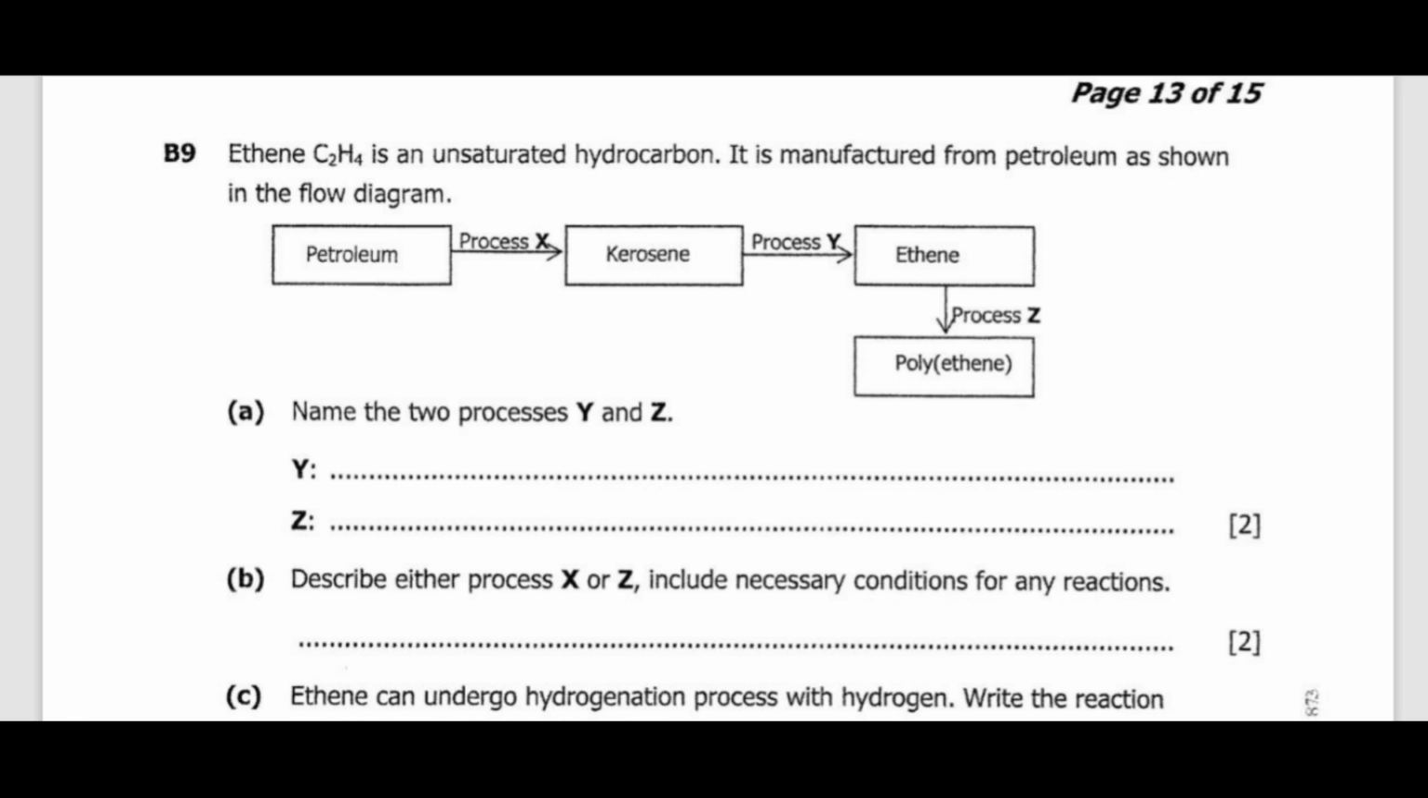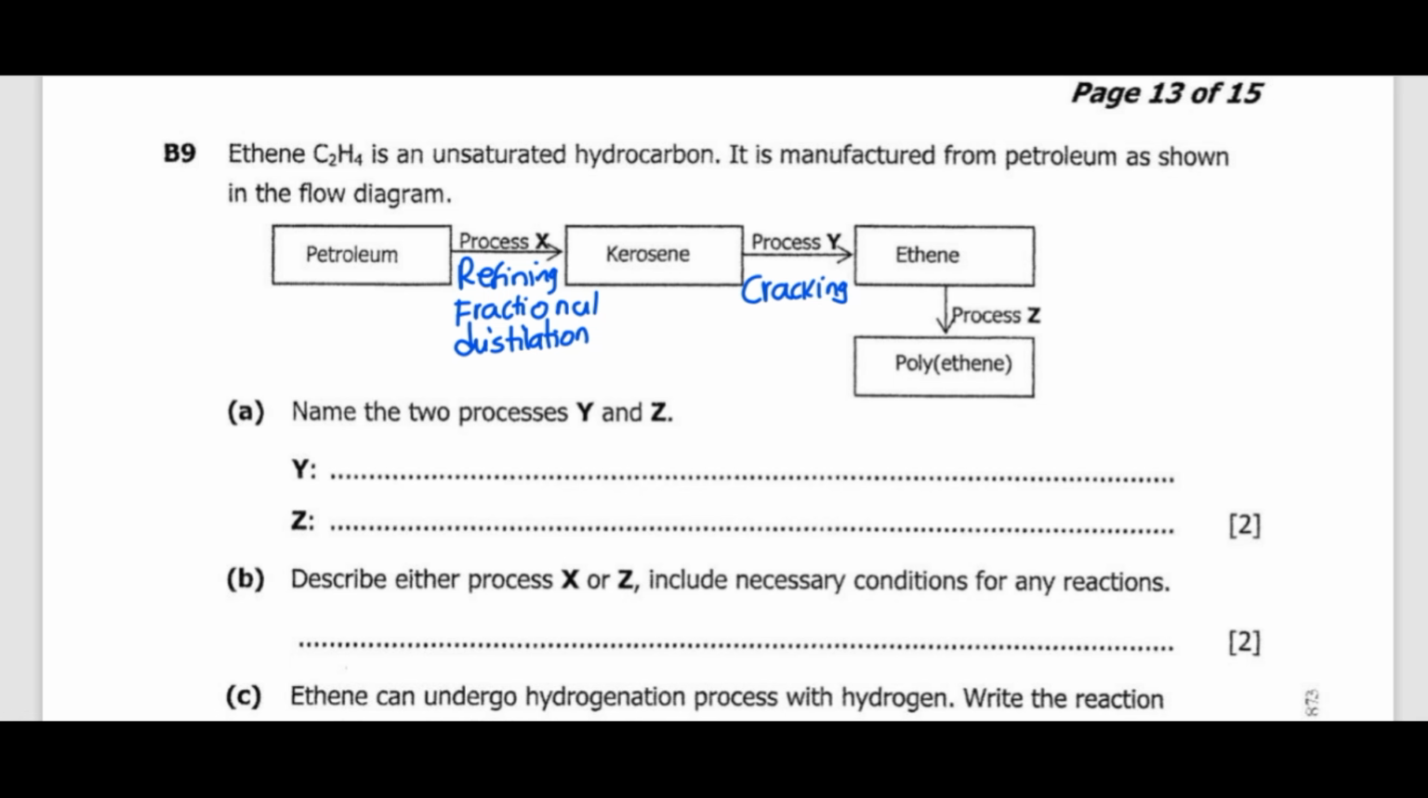So let's first look at the process X. How can we convert petroleum into kerosene? We use refining, by using the process of fractional distillation. So distillation, where the substance with the lowest boiling point will be the first one to escape the fractionating tower. Then from kerosene to ethene, this is cracking, where a large molecule is broken into simpler ones.